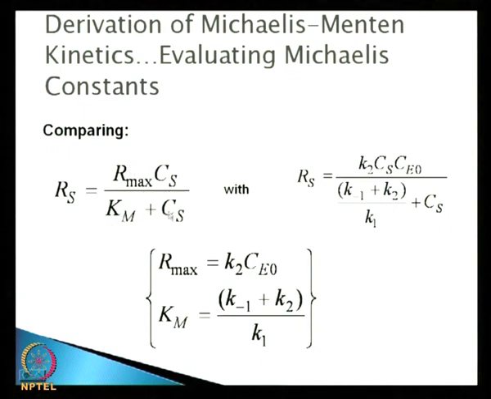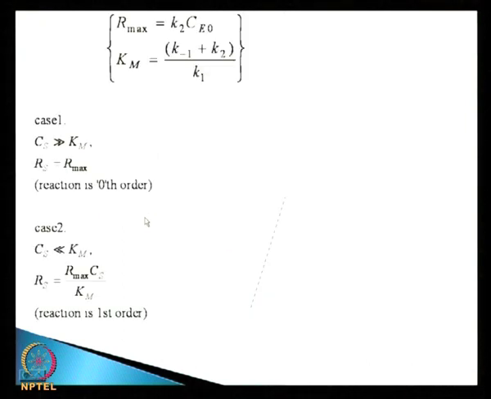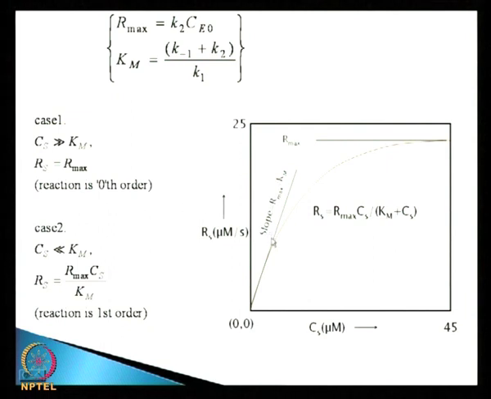If CS is very large, then Km is negligible over here, and CS in the numerator and denominator cancel out, and you get simply RS equals R max, right. If you plot this, this is what you get in the two asymptotic cases. One turns out to be the 0th order case on the top, and one is the first order case, which is near small concentrations of CS.